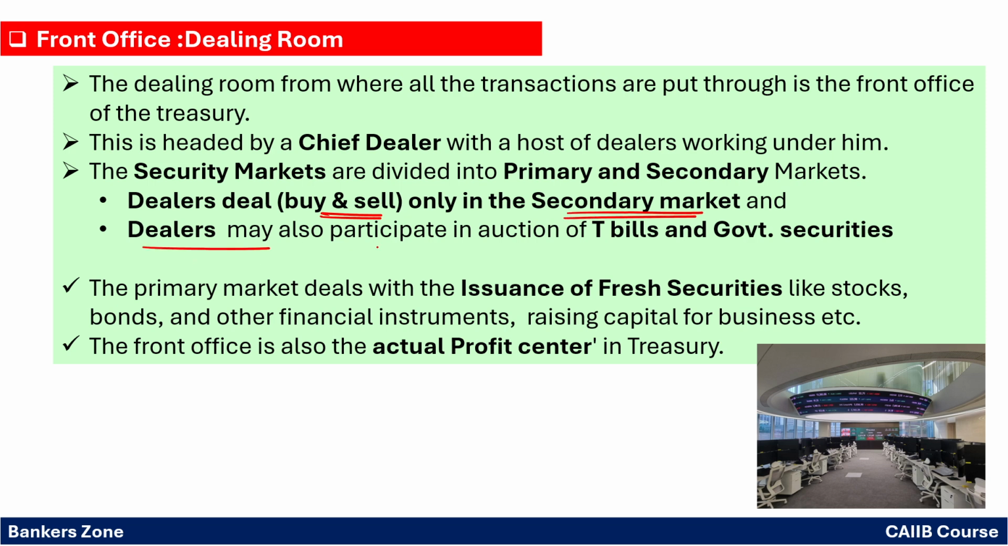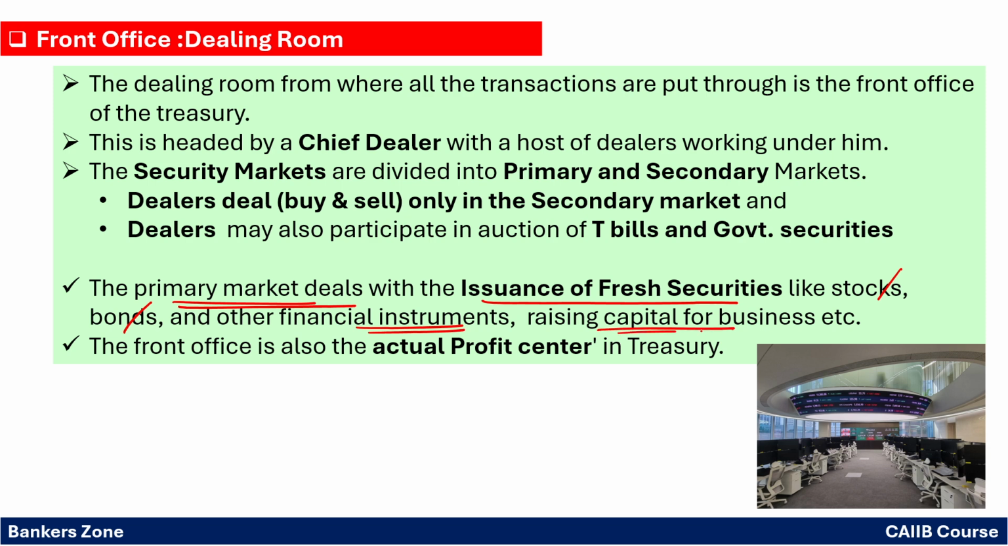However, a dealer may participate in the auction of T-bills and government securities. Understand the meaning here. Primary market simply means the market that deals with the issuance of fresh securities, for example, stocks, bonds, and other financial instruments.